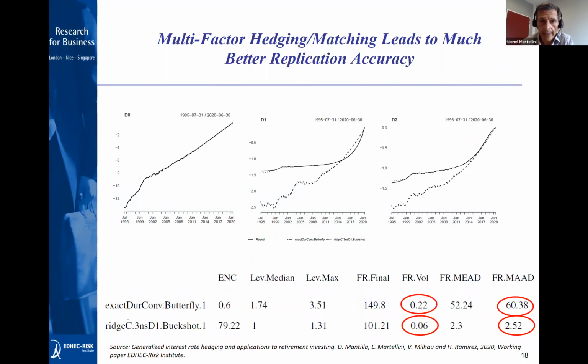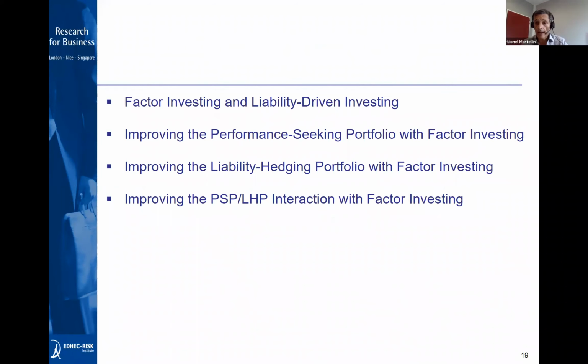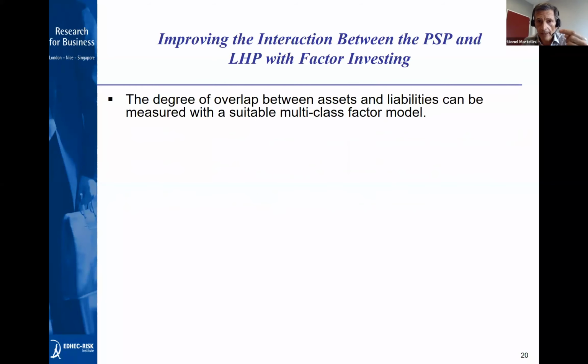Okay, what next? Well, next is now I have those two building blocks. Presumably I did a good job at constructing each one of them using insights from the factor lens. The factor perspective was useful both for the PSP and for the LHP. And I've got something like 2 minutes to try and convince you that this factor lens is also going to prove useful in terms of improving the interaction between these two building blocks. So let me try and explain that.